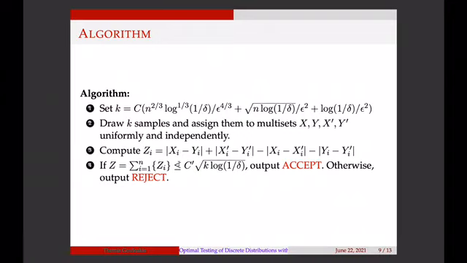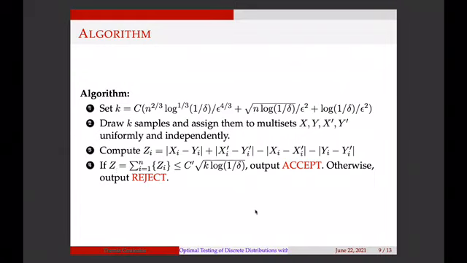And then we create these 4 sets. For each element i, we create an xi, yi, xi prime, yi prime. We compute the statistic zi as we discussed earlier, and our final statistic Z is going to be the sum of all Zi's. When this sum of all Zi's is at least a constant times square root of k log 1 over delta, we will output accept, otherwise we output reject.